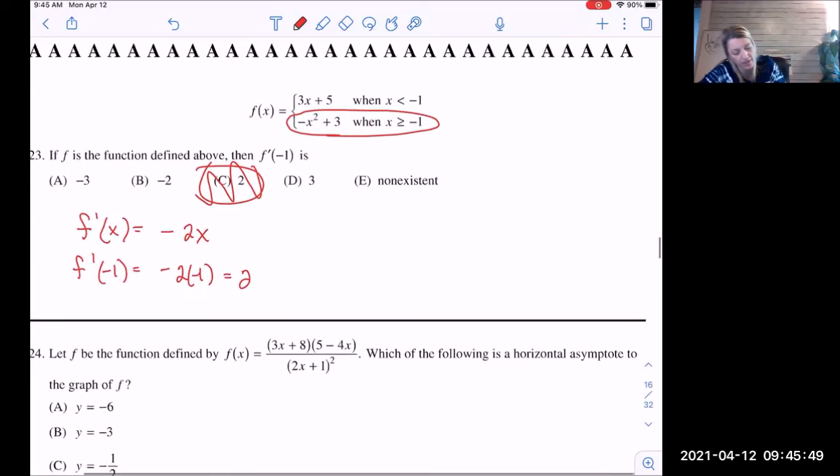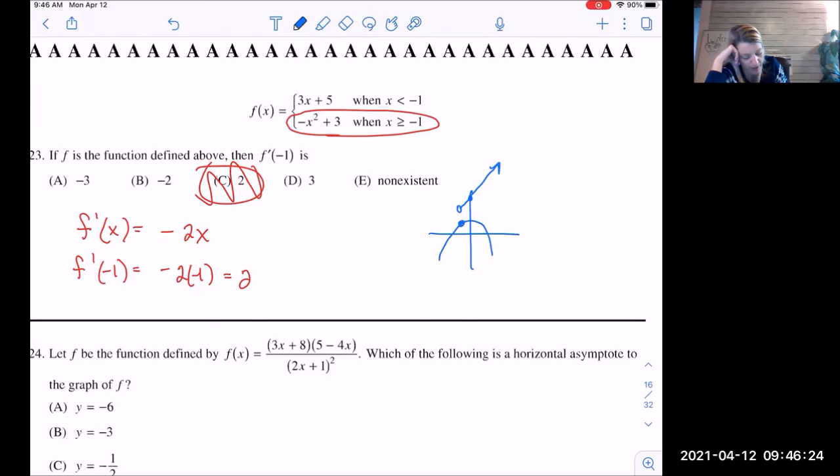So if I think about what this looks like graphically, this is 3x plus 5, so up 5. It looks like that, except it stops at -1. So it looks like that. Right, and then the left side is -x squared plus 3, so that's up 3. Oh. And so it looks like this, except only from here over.